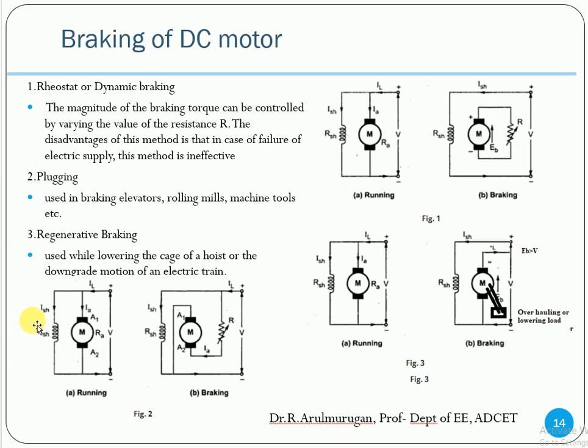How is it slowly reduced? Plus 30, plus 20, plus 10, 0. Then if you continue, you can wait. Then minus 10, minus 20, minus 30 it will reach. So once it reaches 0, you can switch off. So this is about the plugging method.